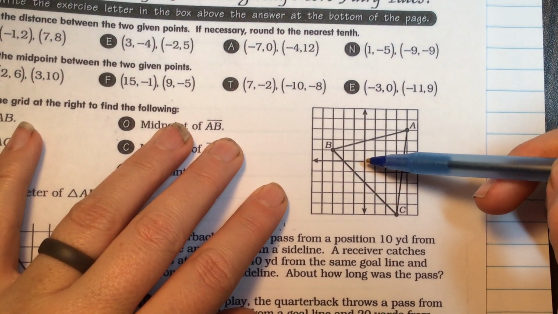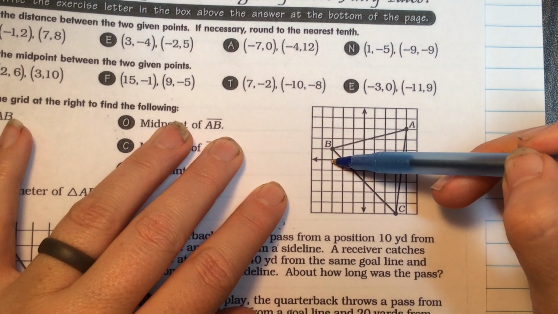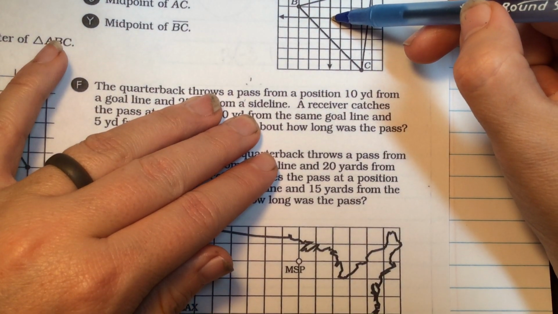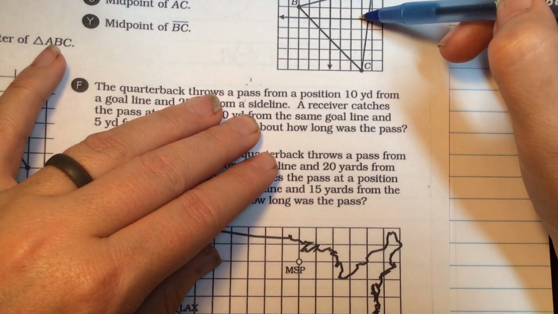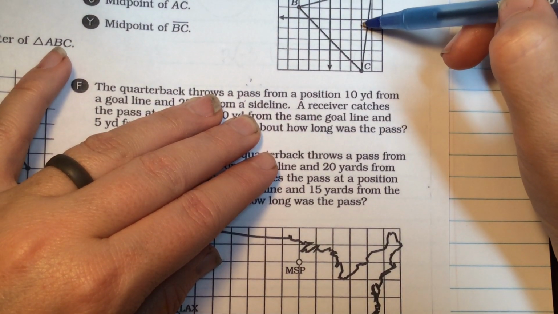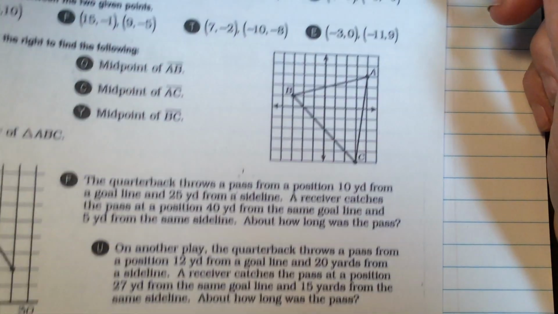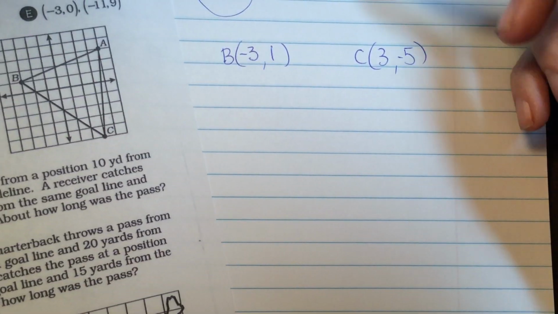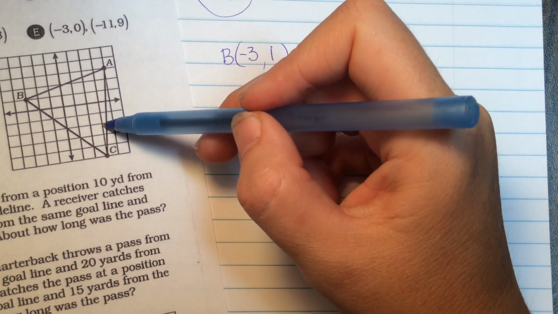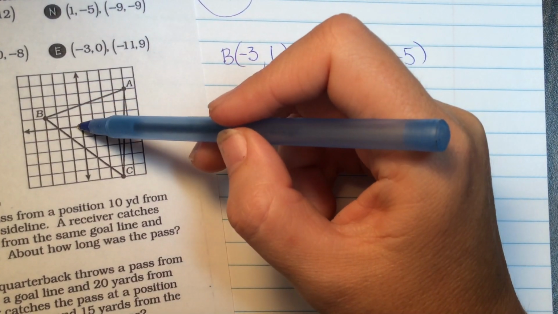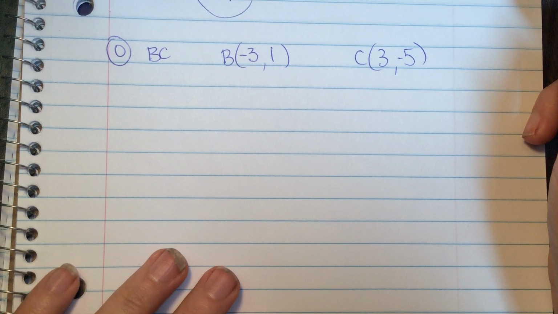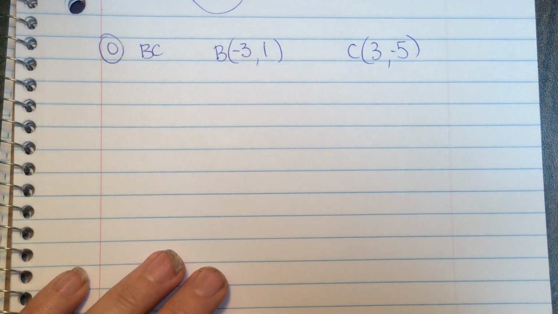Okay, so B is 1, 2, 3, and then up 1. So -3, and then up 1. C is over to the right, so positive 1, 2, 3, and then down 1, 2, 3, 4, 5. So +3, is that what I said? 1, 2, 3, yeah. +3, -5. Let me make sure that I counted right. 1, 2, 3, 4, 5. 1, 2, 3. Okay, all right. I feel confident that my coordinates are correct. So I'm going to highlight.